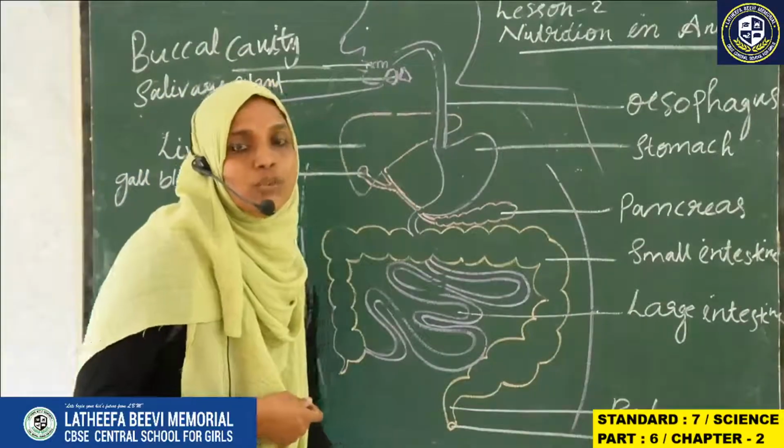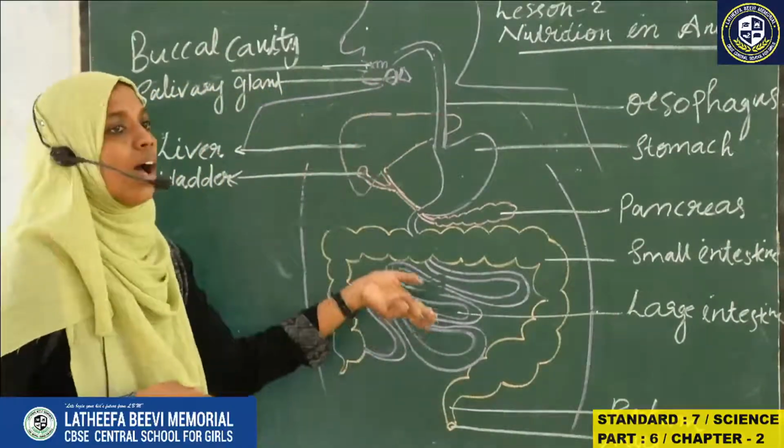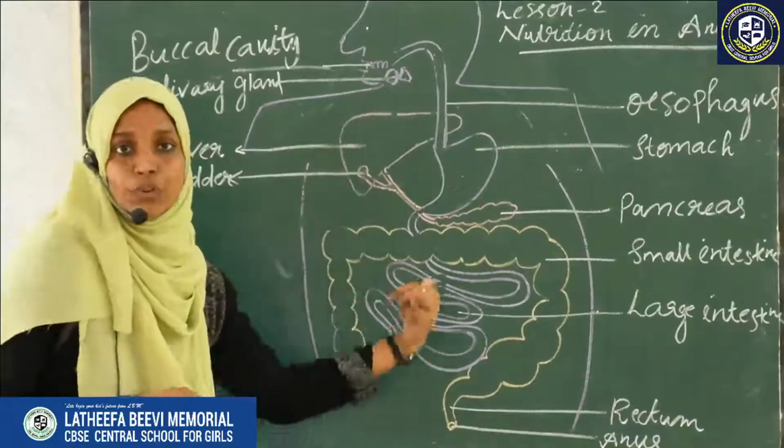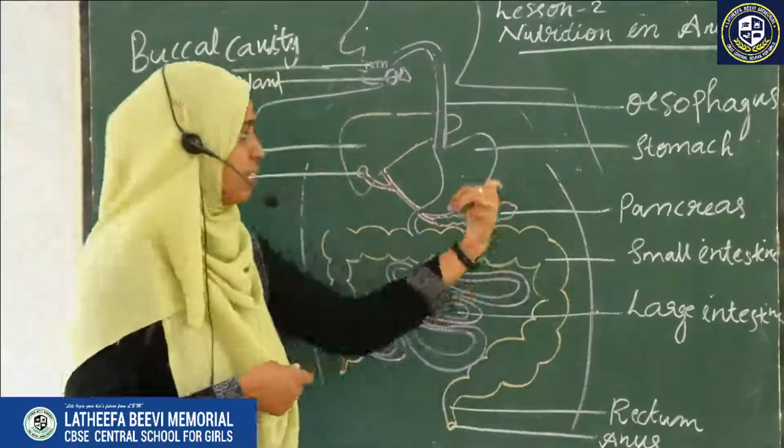Through the anus and rectum, the food goes out. This is the path of the food. This is the passage of the food. This is the way of the passage of food.